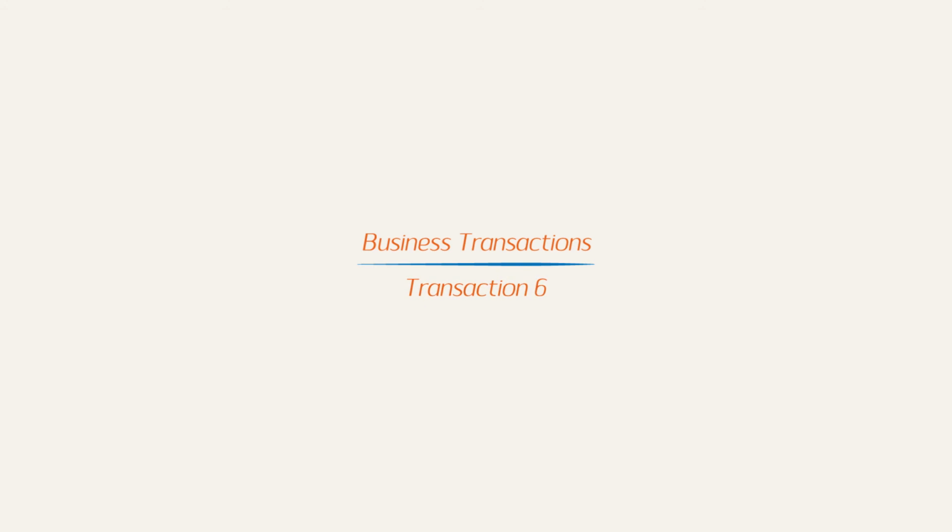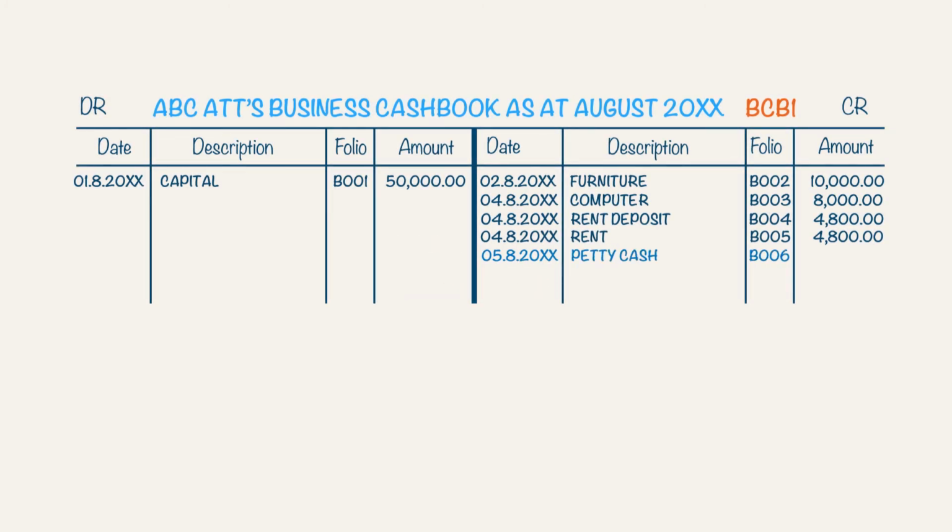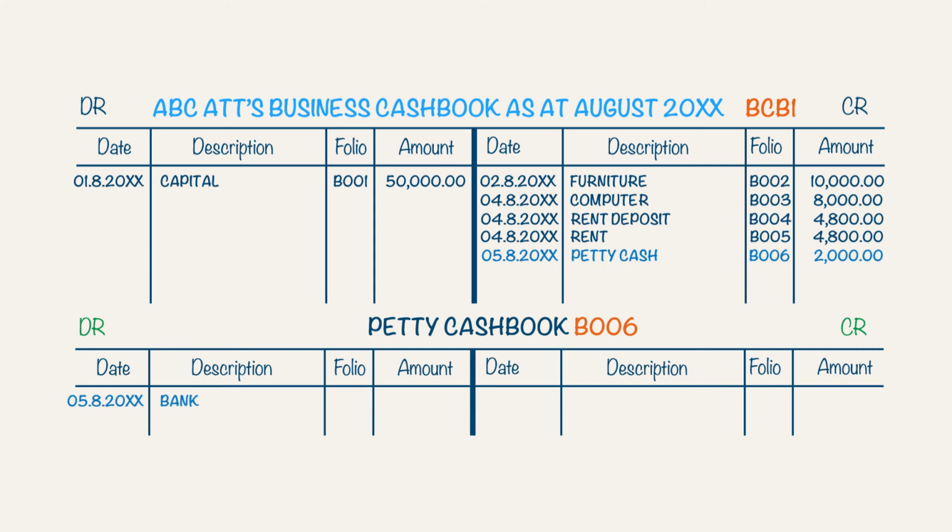Transaction 6. On 5 August 20XX, the attorney issued a petty cash check of 2,000 Rand. You credit the business cashbook as the money was paid out of the business account to fund the petty cash. You create a petty cashbook account in the general ledger and debit the petty cashbook with the amount of the check. This is your petty cash balance and is reduced with expenses paid out of petty cash along the way. You record the date, the description, the folio, and the amount accordingly.